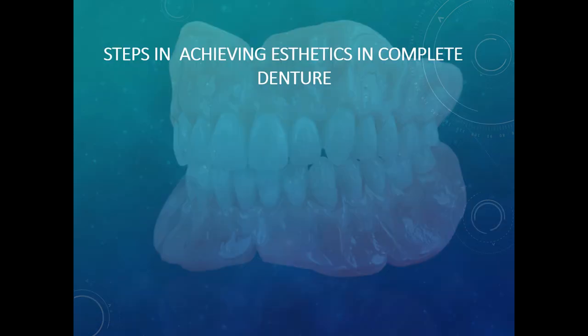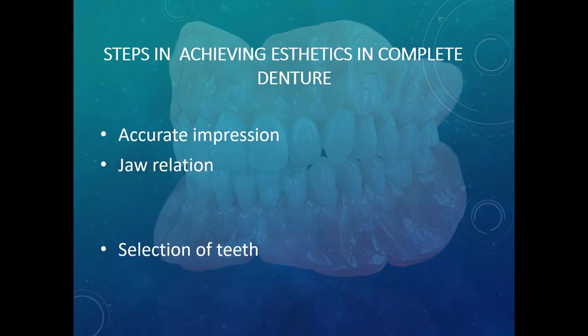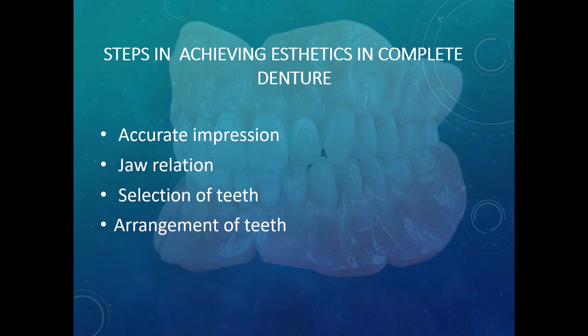Next, coming to the steps in complete denture fabrication that help us to achieve aesthetics. So the first and foremost step is an accurate impression, then the jaw relation step, the selection and arrangement of teeth, and finally denture characterization. Now let us discuss one by one in detail.